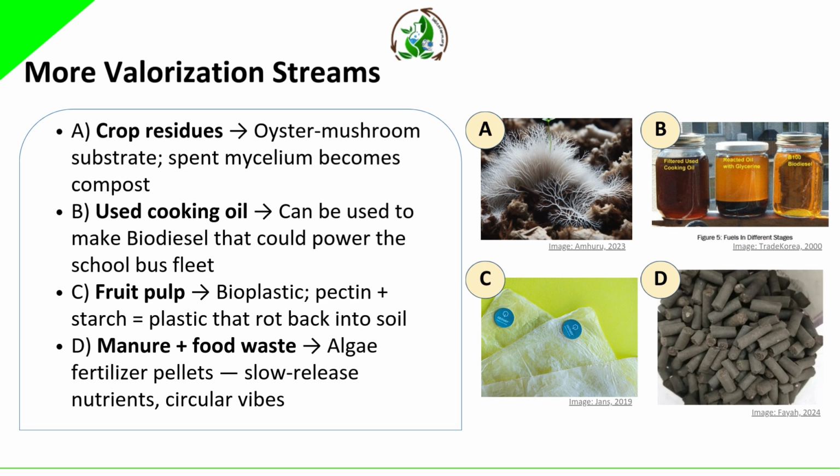There are real-world examples of this creativity in action. Farmers can grow oyster mushrooms on crop residues, then compost the leftovers. Used cooking oil can be collected and turned into biodiesel for buses. Fruit pulp from juice production can become biodegradable plastics. Manure plus food waste can even be used to grow algae, which is then pelletized as fertilizer. Notice how in each case, something considered waste becomes the input for something valuable. This is the mindset shift we are aiming for in circular systems. Every output has a next use.